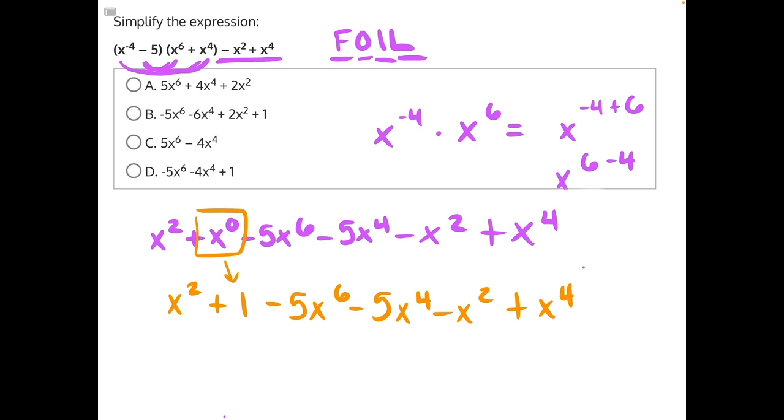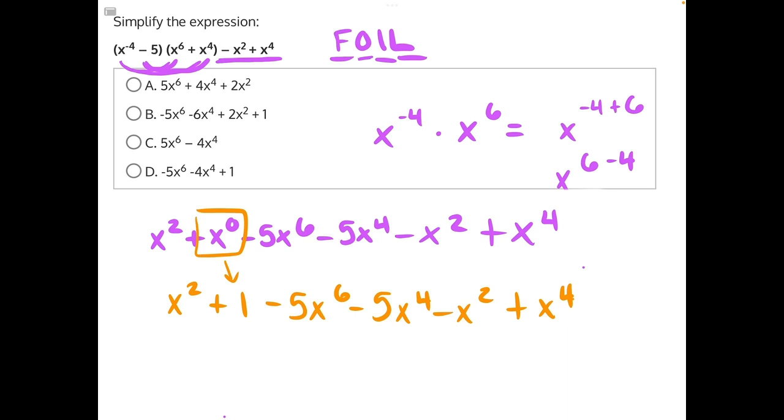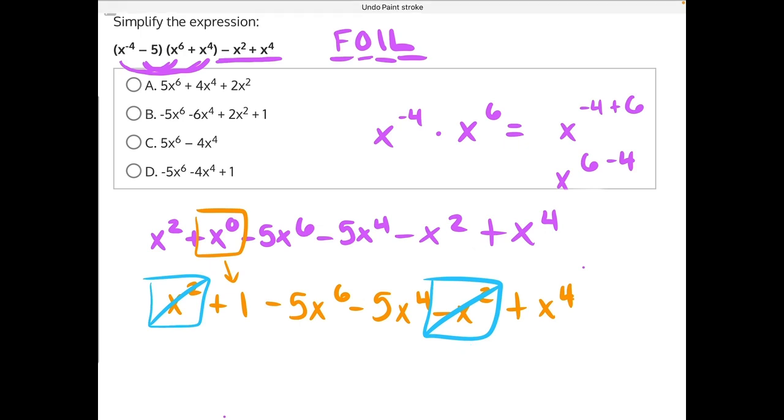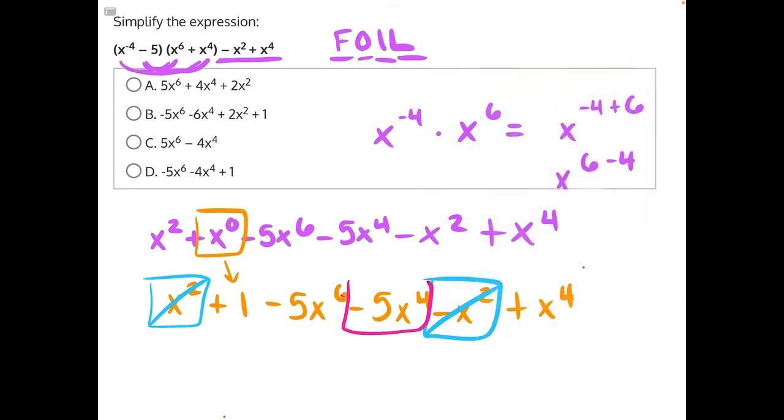And now the next step is going to be combining all of our like terms. We have x squared and negative x squared. These two, when combined, will completely cancel each other out and give us 0 as a result. Then our next two like terms, we have a negative 5x to the 4th plus x to the 4th. A negative 5 plus 1 will give us negative 4x to the 4th.